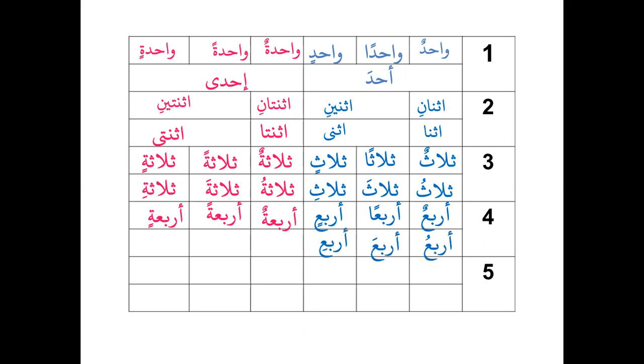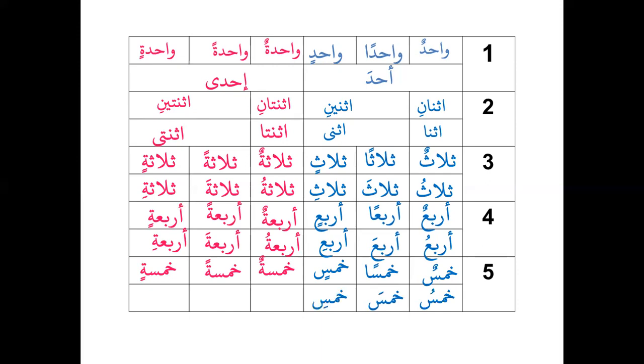Arba'u. Arba'atu. Arba'ata. Arba'ati. Excellent. Now Khamsun. Khamsan. Khamsin. Khamsatun. Khamsatan. Khamsatin. The light version: Khamsu. Khamsa. Khamsi. Khamsatu. Khamsata. Khamsati. Okay, is this clear? How you have three variations according to the status and how you make this light. Everybody, this is clear, right?